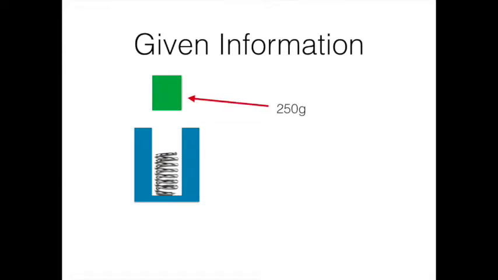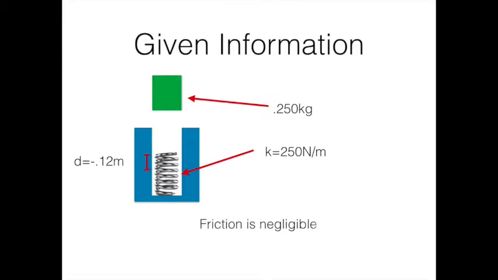They tell us that the block weighs 250 grams, which is 0.250 kilograms. I'm just going to simplify everything to standard units to make it simpler. Also, the coefficient of the spring, k, is 2.5 newtons per centimeter, which is 250 newtons per meter. The displacement when the block is dropped on the spring is 12 centimeters. I said it's negative because it's going down, and that is really negative 0.12 meters. And they tell us friction is negligible, so we don't have to worry about that.